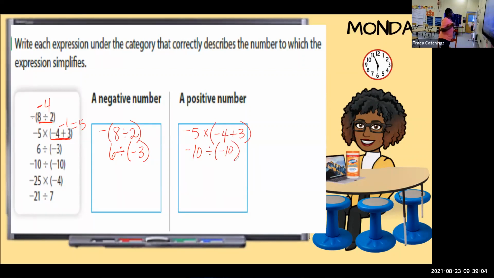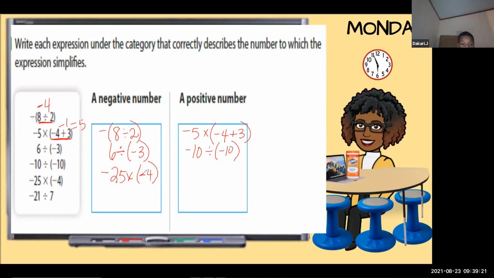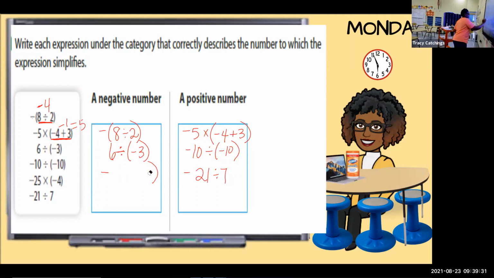All right, what about -25 times -4? Positive. That is correct. A negative times a negative makes a positive. All right, and then -21 divided by 7. Negative. That would be negative. Good job. No, I put it in the wrong category. Oh, I did the last two in the wrong one. Y'all gotta tell me. Keep this straight.